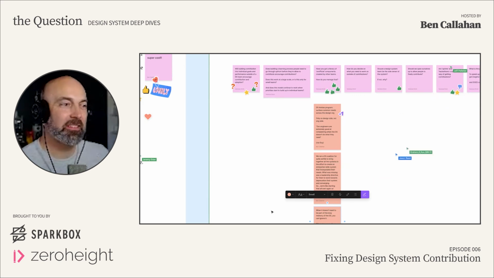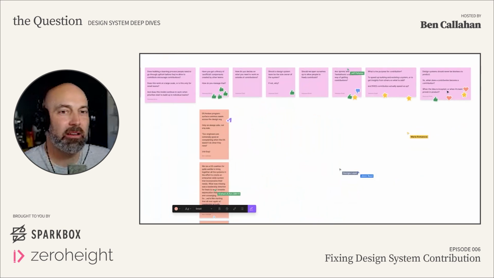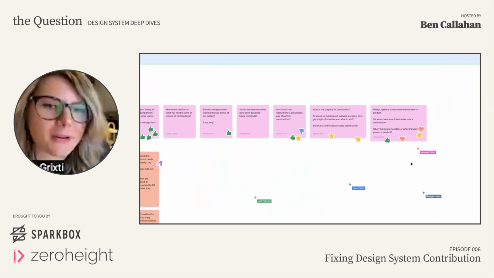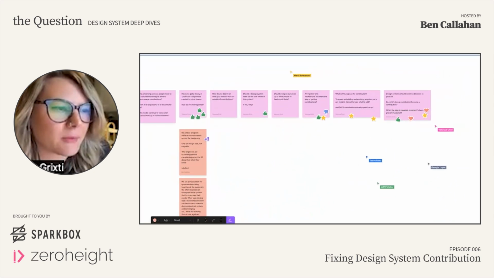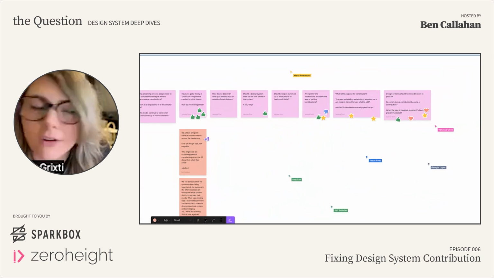Other thoughts on this, or we can try to tackle another? I saw there's another 4 votes down here. Yeah, I added this one right at the end. So I'm very curious on this one. I kind of led with something that I've always felt about design systems, that we should never be blockers for product. And if we are, we're doing something very wrong.